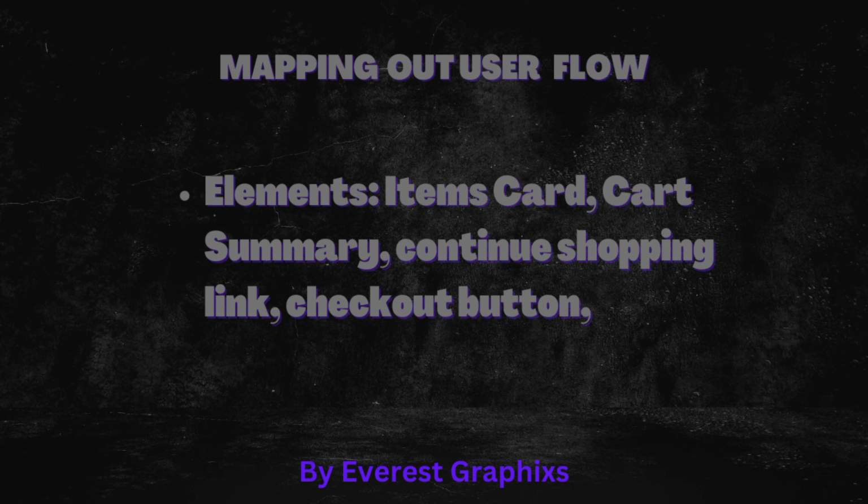After defining my project goals and scope, the next thing to do was to map out my user flow. But before drawing my user flow diagram, I listed the elements I'll be needing in my checkout page. These elements include items card, that is a card that will show the image of the item, the name of the item, the prices and item details that was ordered, the cart summary, continue shopping link for the customer to add more items to his cart, and the checkout button.